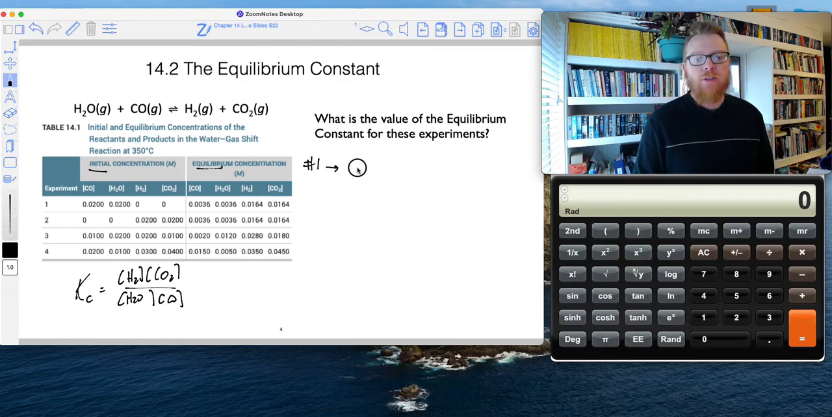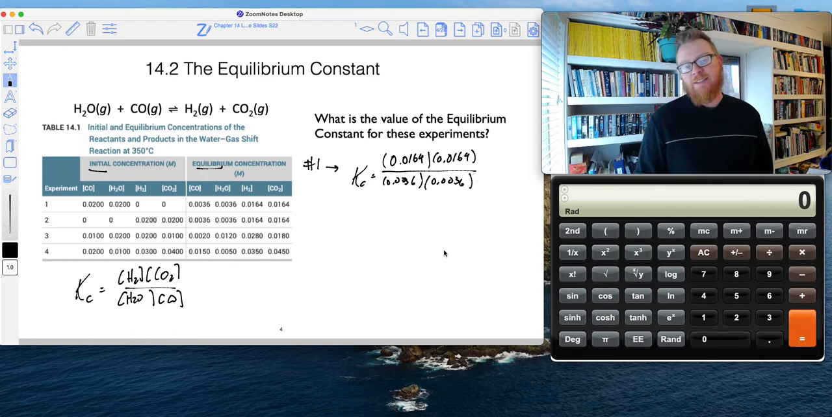Okay. So now my Kc will equal, let's see, so it's H2. So that's 0.0164 times 0.0164. And then now that's all divided by 0.0036, all times 0.0036. Okay. And so what does this all equal?